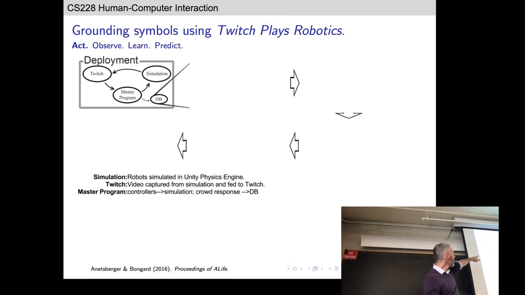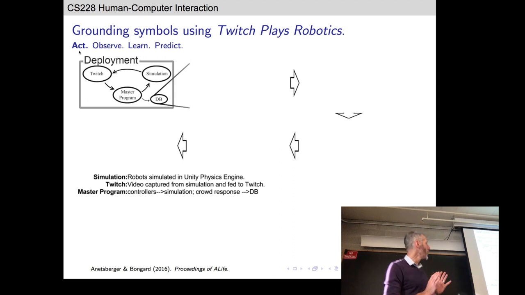As you just saw, we have a master program which is simulating a whole bunch of robots in a physics engine, and then we are live streaming that simulation to Twitch. And in Twitch, the crowd is typing in commands, and we collect those commands back from Twitch, and we store that in our database, which we'll talk about in a moment. So we have this continuous feedback loop between broadcasting robots and their behaviors and capturing the crowd's response to the robot's behavior. I'm going to walk you through this experiment by breaking it down into 4 different phases.